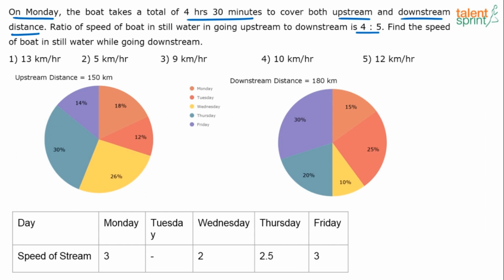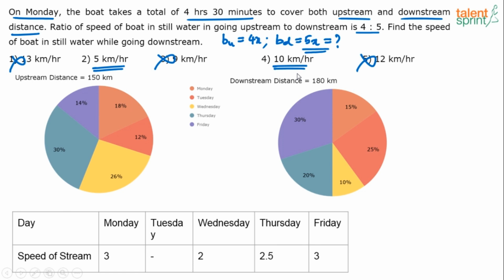So, speed of the boat upstream is 4x, speed of the boat downstream is 5x. He's asking us to find out the speed of the boat while going downstream, which means this 5x is equal to what? Now clearly the answer should be a multiple of 5. So I can easily eliminate option 1 since it is not a multiple of 5. Option 3, 9, not a multiple of 5. And option 5, 12, as it is not a multiple of 5. Option 2, which is 5 kilometers per hour, is 5 into 1. Option 4, 10 kilometers per hour is 5 into 2. So these are the possible answers.